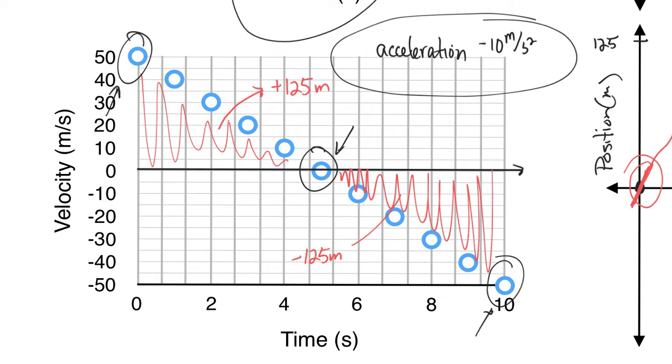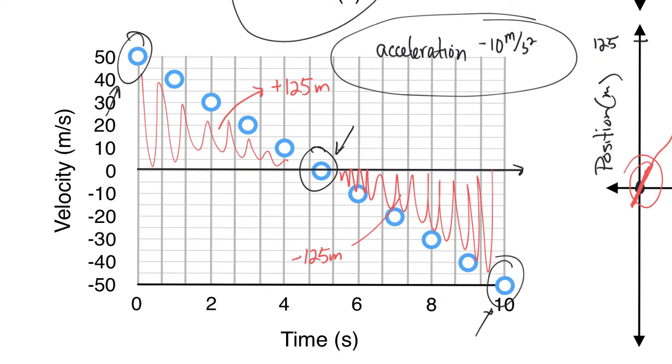Again, you should be able to tell me whether the object is traveling towards you or away from you, speeding up or slowing down, what the acceleration is of the object, and any points of interest. This object slows down as it travels away from you. Does so for 5 seconds, stops, turns around, and comes back. It has a negative acceleration the whole time.